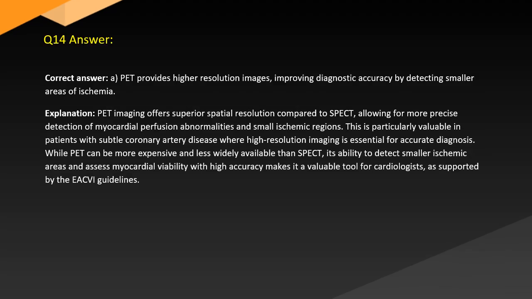Answer. Correct answer. A. PET provides high-resolution images, improving diagnostic accuracy by detecting smaller areas of ischemia. Explanation. PET imaging offers superior spatial resolution compared to SPECT, allowing for more precise detection of myocardial perfusion abnormalities and small ischemic regions. This is particularly valuable in patients with subtle coronary artery disease where high-resolution imaging is essential for diagnosis. While PET can be more expensive and less widely available than SPECT, its ability to detect smaller ischemic areas and assess myocardial viability with high accuracy makes it a valuable tool for cardiologists, as supported by the EACVI guidelines.